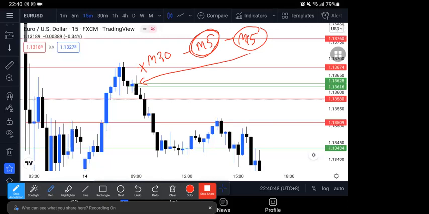So this is how we get the M15. Okay, I see.